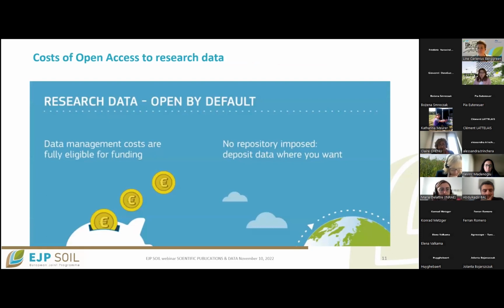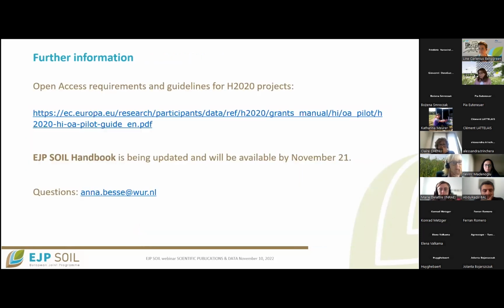The data management costs are fully eligible for funding. You can also budget them and declare them within EGP Soil. And well, this was actually a bridge to Clément's presentation, who will focus more on the data, but I wanted to give you some more information. The open access requirements and the guidelines for Horizon 2020 projects are available through this link, and then you can read them in more detail.